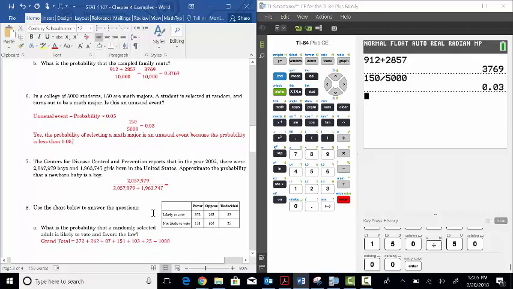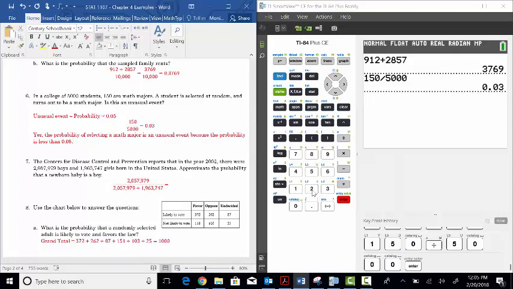All right, so the next one says the Centers for Disease Control and Prevention reports that in the year 2002 there were 2,057,179 boys and 1,963,747 girls born in the United States. It says approximate the probability that a newborn baby is a boy. So what we're going to do is take the number of boys and divide it out by the grand total, which would be the sum of the girls and the boys.